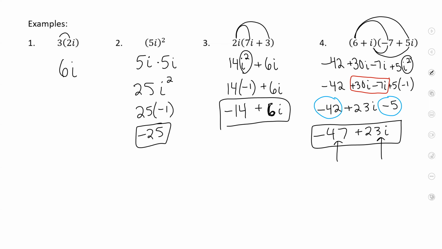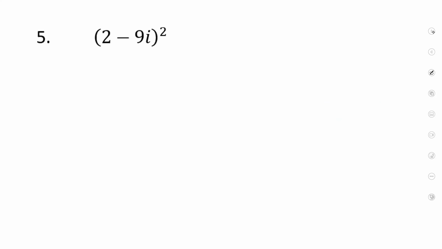All right, last example. Okay, remember guys, whenever I have a squared, what does that mean? Yep, it's multiplied by itself. I have two of them, so let's write it twice. 2 minus 9i times itself. 2 minus 9i. So that is how we rewrite it.